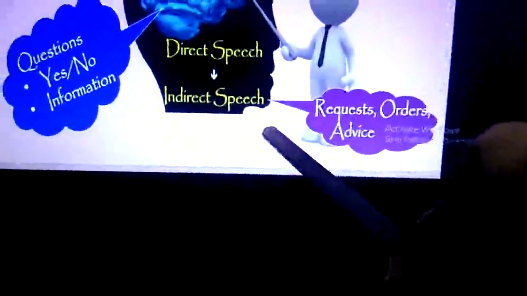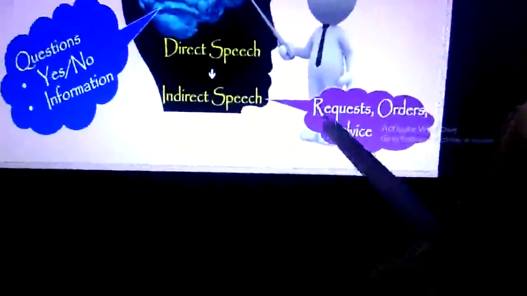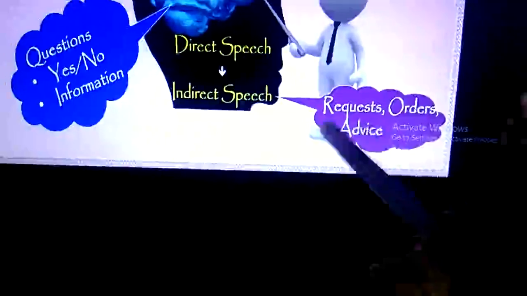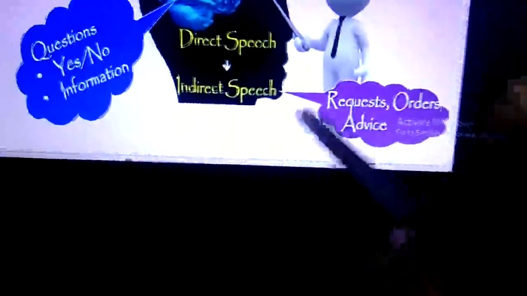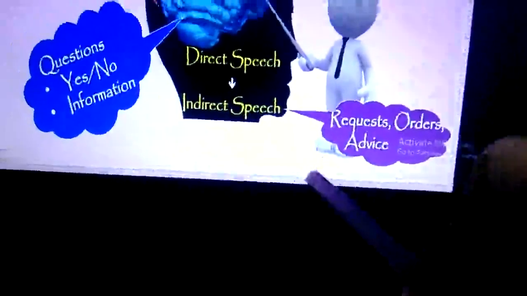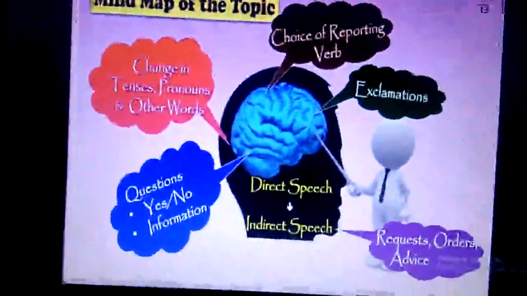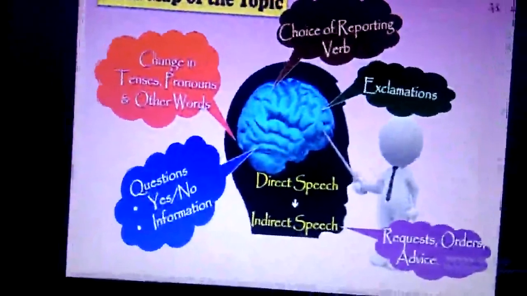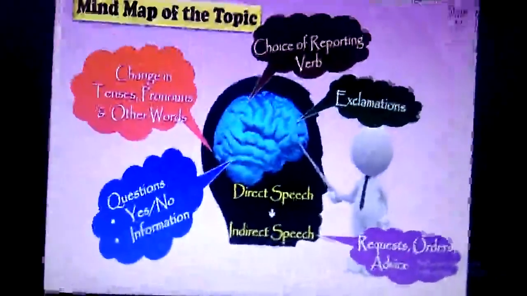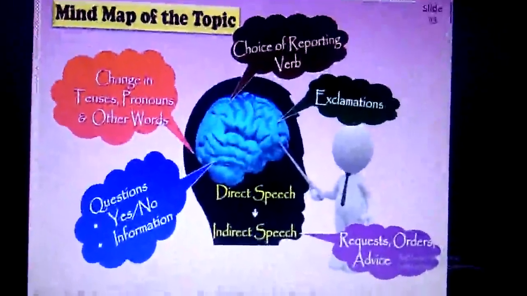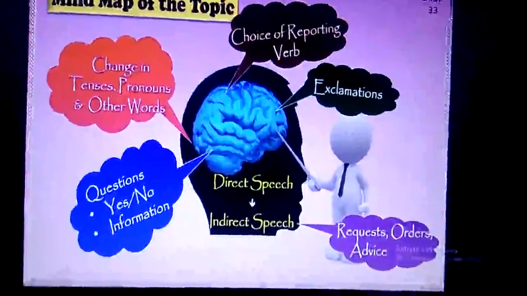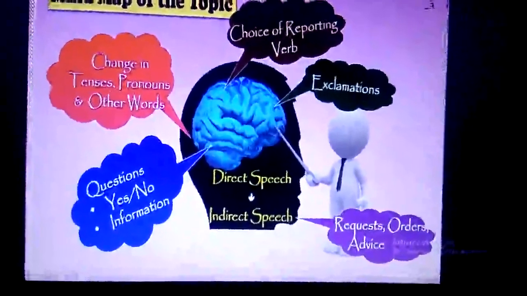When it comes to imperative sentences, requests, orders, advice, when we see that the statement is a request, we use the reporting verb accordingly. If it is an order, we use ordered. If it is a request, requested. If it is advice, advised. In such a way, we have to bring changes to the tenses, the pronouns, and the other words. And based on the kind of sentence, we have to bring changes to the reporting verbs also.